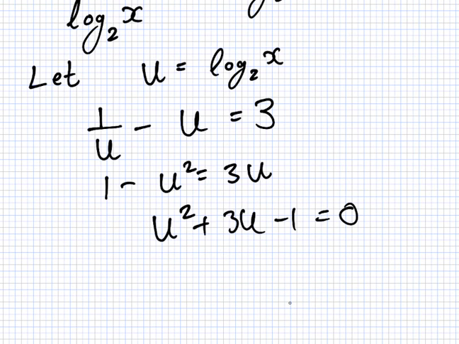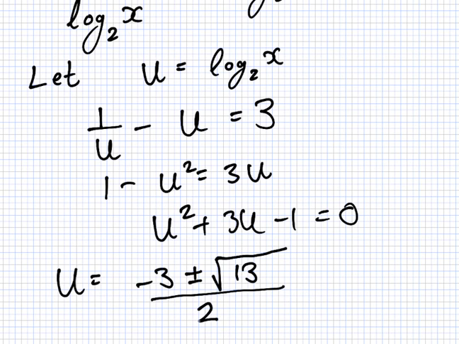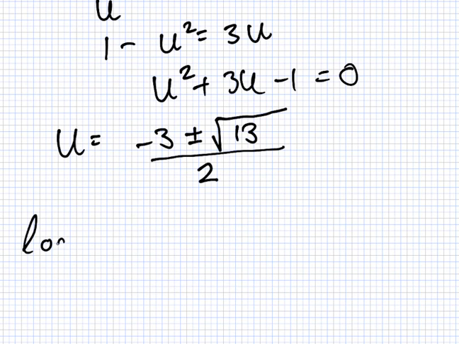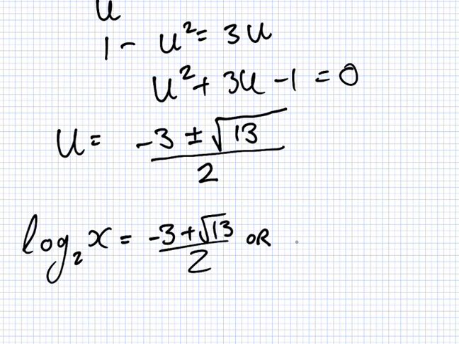Now this is a quadratic. So you have u equals minus b plus or minus the square root of b squared minus 4ac all over 2a. But let's remember what the u is. u is log base 2 of x. So you get log base 2 of x equals minus 3 plus root 13 over 2, or log base 2 of x equals minus 3 minus root 13 over 2.